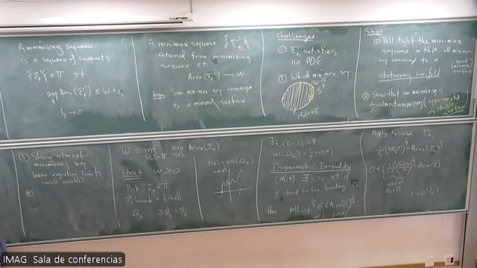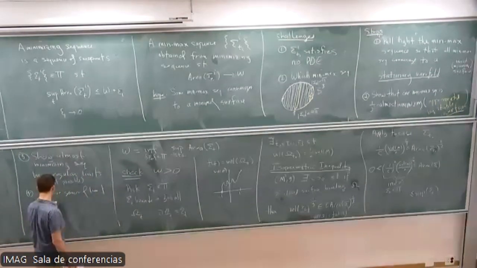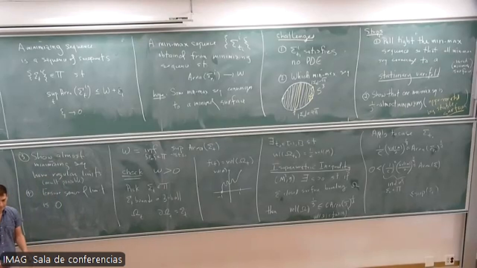Okay, and the fourth issue is to make sure that the smooth surfaces that we get actually are spheres, that the genus is zero. So we have to ensure that the genus of the limit is actually equal to zero. Okay, so that's the plan. Any questions?